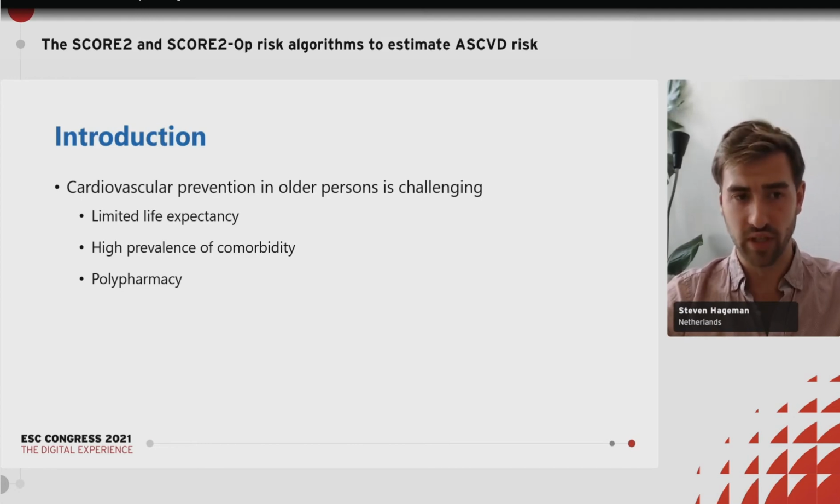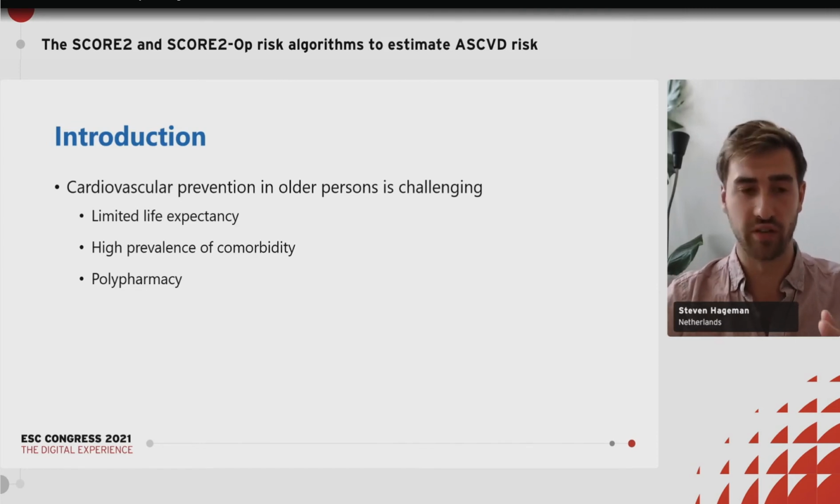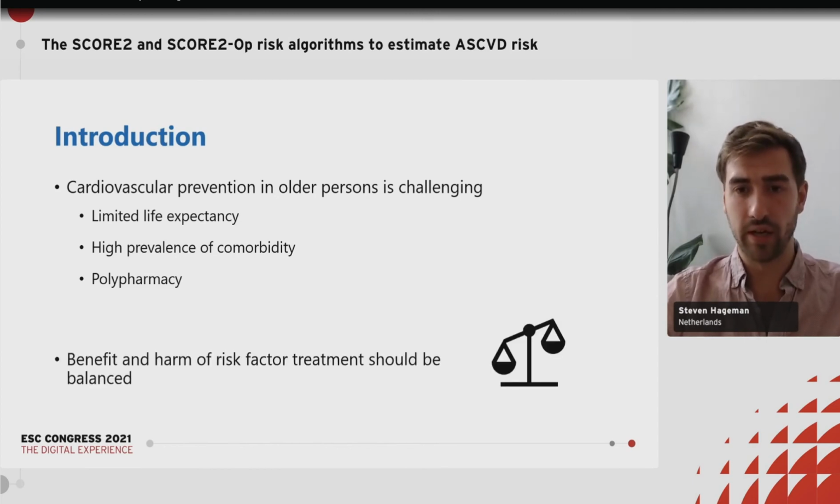One of the reasons for this is that older persons often have a limited remaining life expectancy. Many of these individuals also have comorbidities to take into account when initiating preventive treatment. Polypharmacy is also very common in this group, which sees a high rate of adverse events from preventive therapy. Therefore, an individual approach is needed to balance benefit and harm of preventive treatment.